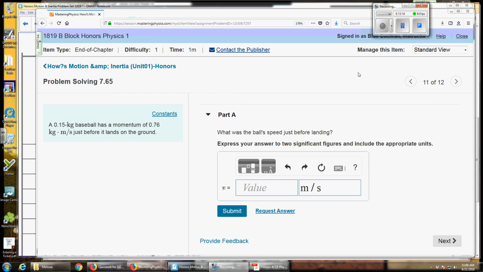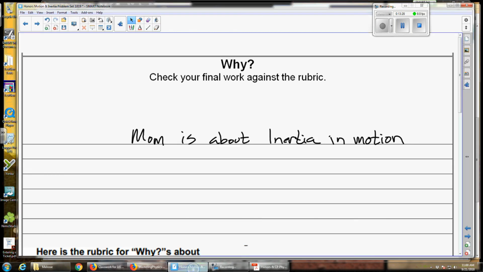All right, so number 11 is the last one. And we've got this baseball, and we know its momentum, and they want to know its speed just before landing. If it's just before landing, what direction would it be moving?